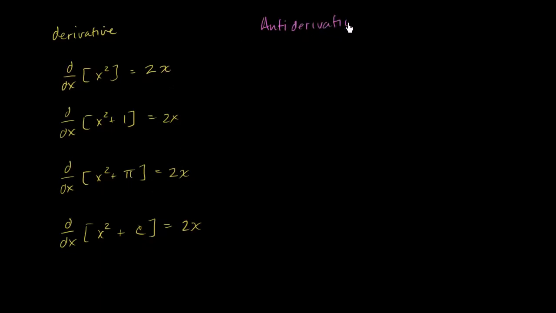Antiderivative. One way to think about it is we're doing the opposite of the derivative operator. In the derivative operator, you get an expression and you find its derivative. Now what we want to do is, given some expression, find what it could be the derivative of. So if someone were to ask you, what is 2x the derivative of, they're essentially asking you for the antiderivative.